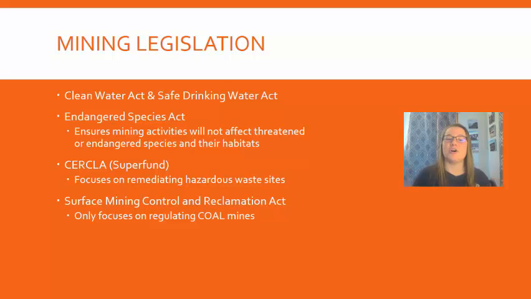We also have this act called CERCLA, and this is also known as the Superfund Act. This is an act that puts a tax on certain industries, and that money then goes towards making sure those companies remediate any environmental damage. And if the responsible party for some reason goes bankrupt or somehow disappears, this provides federal monies to remediate that hazardous waste site. Additionally, we have the Surface Mining Control and Reclamation Act. And this is primarily focusing on coal mines and making sure that they are following all of these other rules and regulations, and that they are indeed remediating after they are done extracting the minerals.